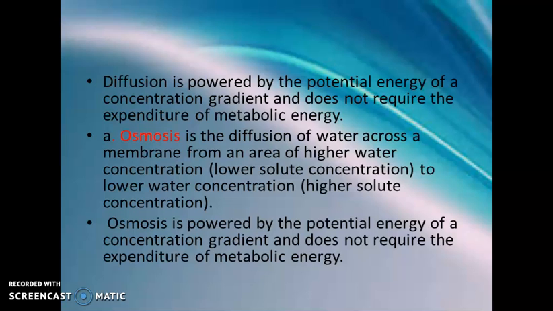First one is diffusion. Diffusion is powered by the potential energy. This is an example of the movement of molecules across the cytoplasmic membrane. What do we mean by potential energy? The energy created due to the difference in the concentration gradient. So diffusion is powered by the potential energy of a concentration gradient and does not require any expenditure of metabolic energy.